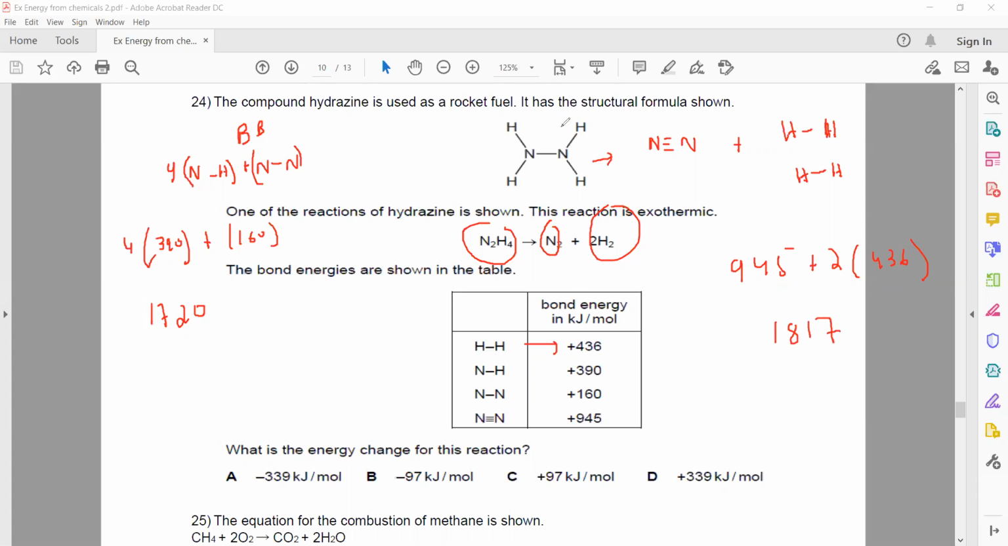To calculate the energy change, the formula is bond breaking minus bond forming equals energy change. Bond breaking energy is 1720. Bond forming energy is 1817. What is the answer? Minus 97, so minus 97 kilojoules. So B should be the right answer. Is it clear? Question number 24.